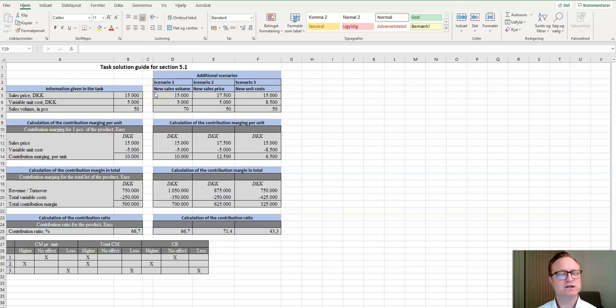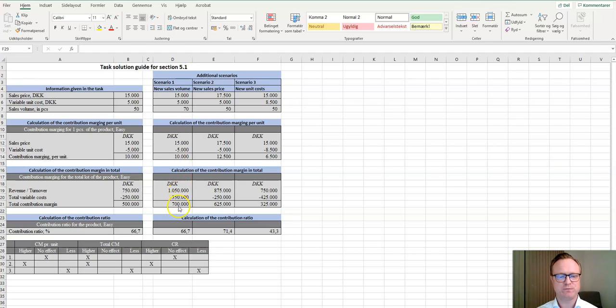In scenario 1, we are given a new sales volume. Now the sales volume is 70. And from this we can calculate the contribution margin per unit, which is the same as the base scenario, because we still have the 15,000 as a sales price and we still have the 5,000 as the variable unit cost. So the contribution margin per unit is still 10,000.